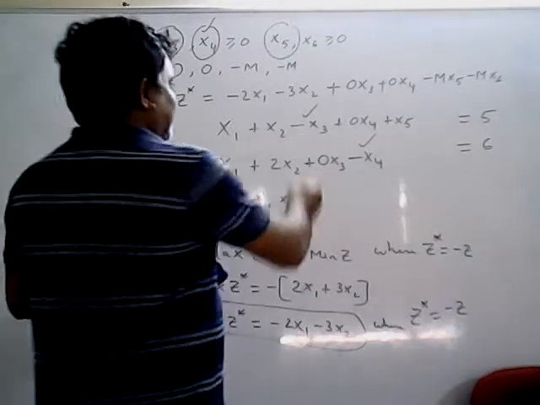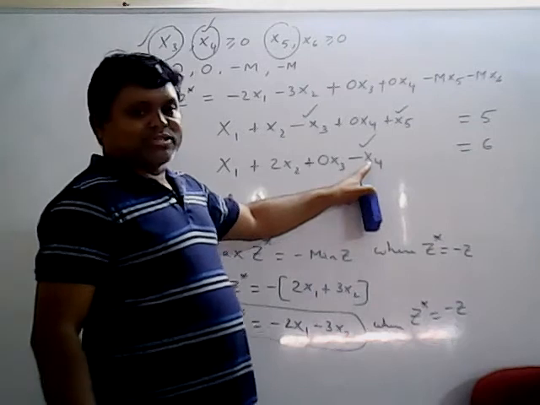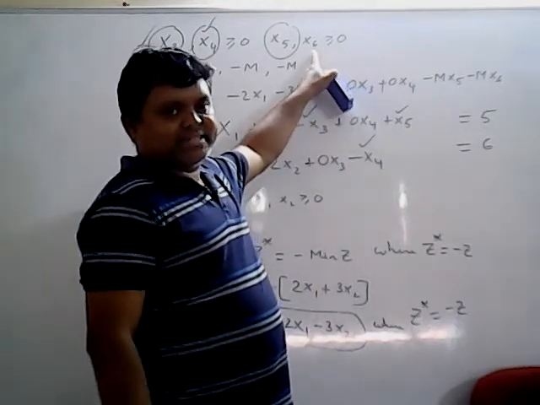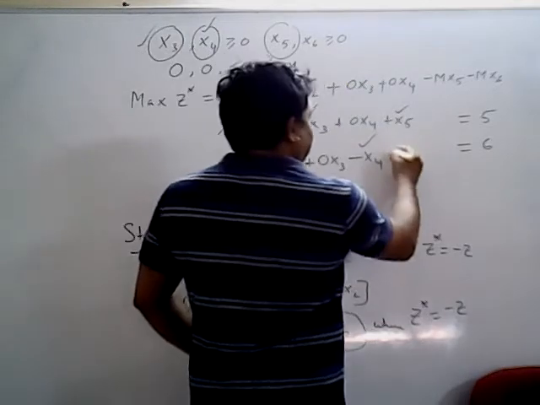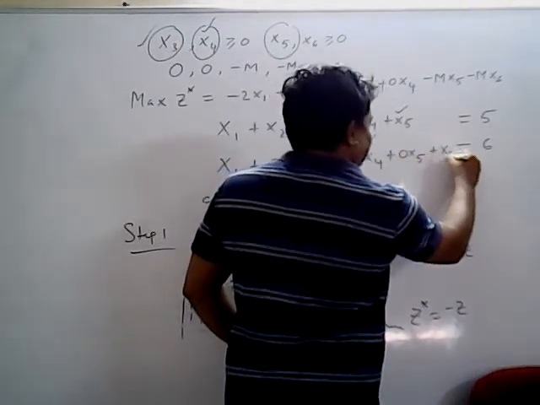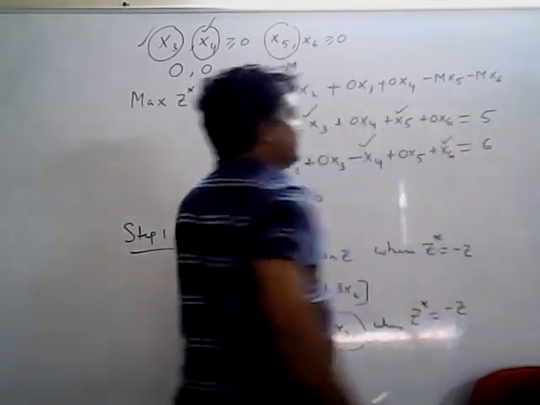So see, a surplus variable and an artificial variable are added. Similarly, this is also a surplus variable, so you require an artificial variable. What is the next artificial variable? x6. So x6 is added. The x5 value here is 0. So plus x6. x6 is added, and here the x6 value is 0.